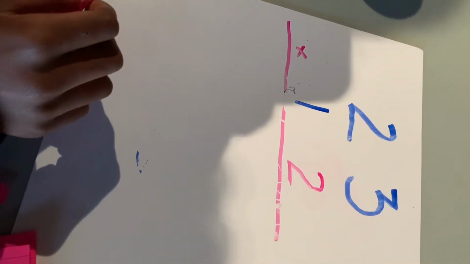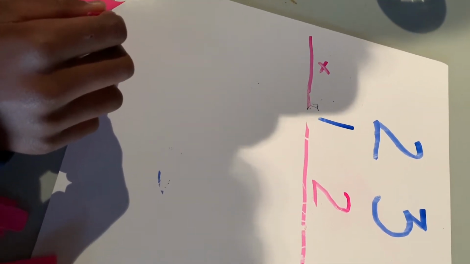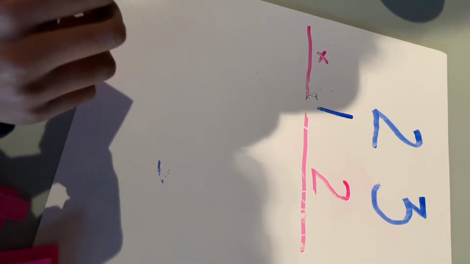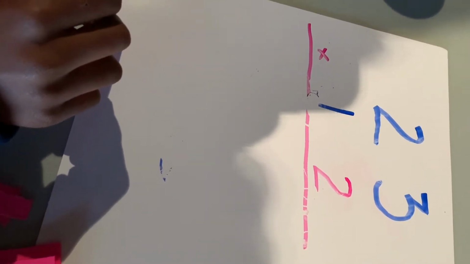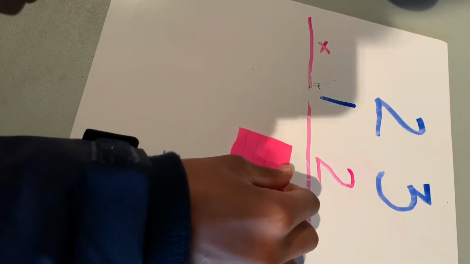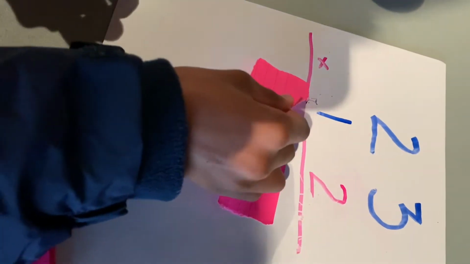Read that problem. 23 times 12. Okay, I want you to show me where all the answers are going to go. So tap on the problems as you say the numbers and show me where you're going to write the answers. Go ahead. Okay. 2 times 3 is 6. And then 2 times 2 is 4.